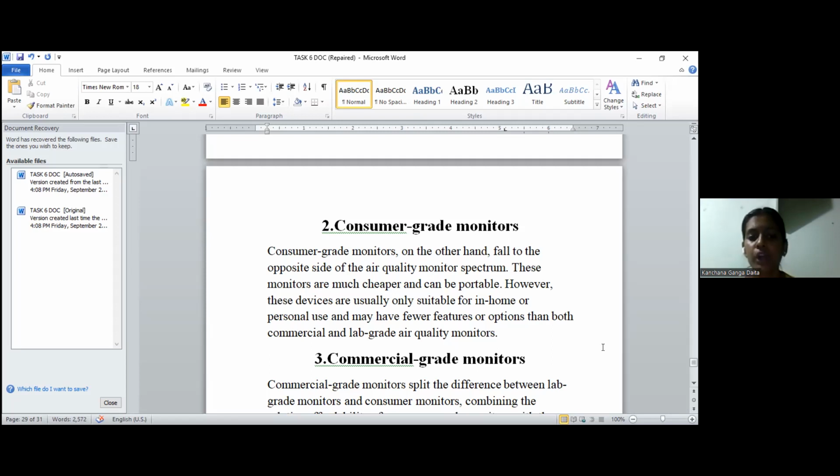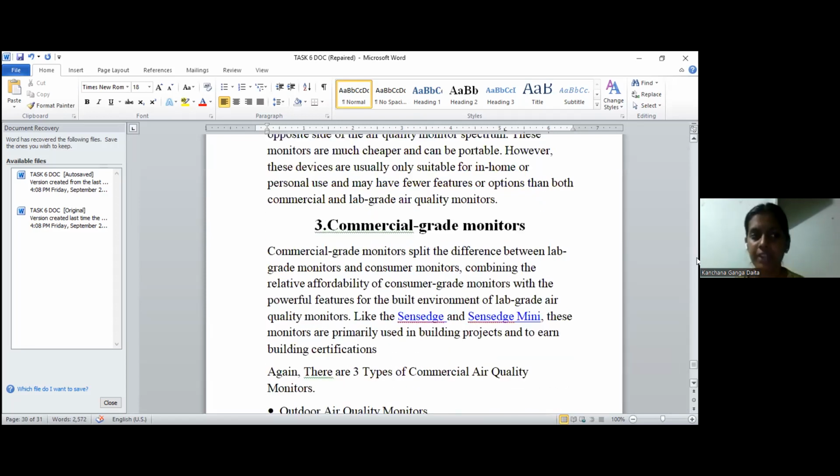This can be used in indoor and personal uses also. It also costs very low, and the operation is also non-complex, so even a domestic household can find it helpful. And commercial grade monitors, it is a big difference. So it stands between both lab grade and consumer grade.